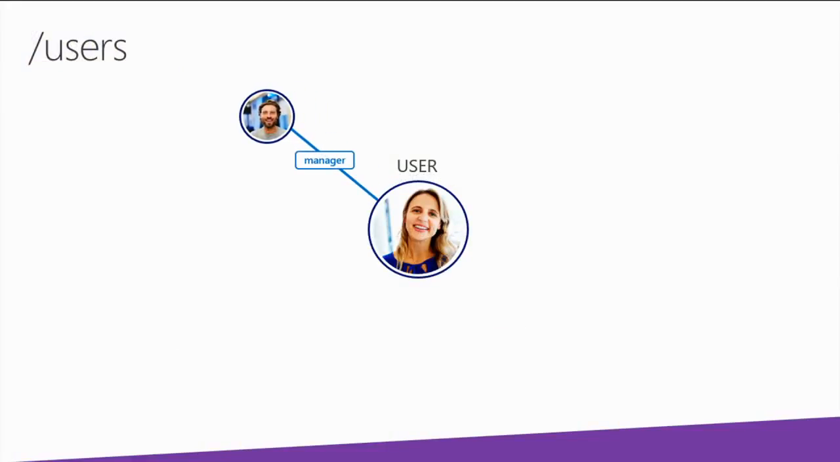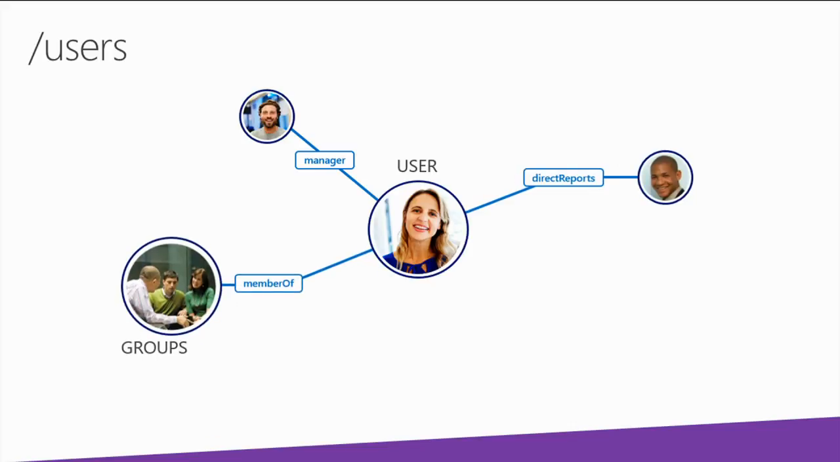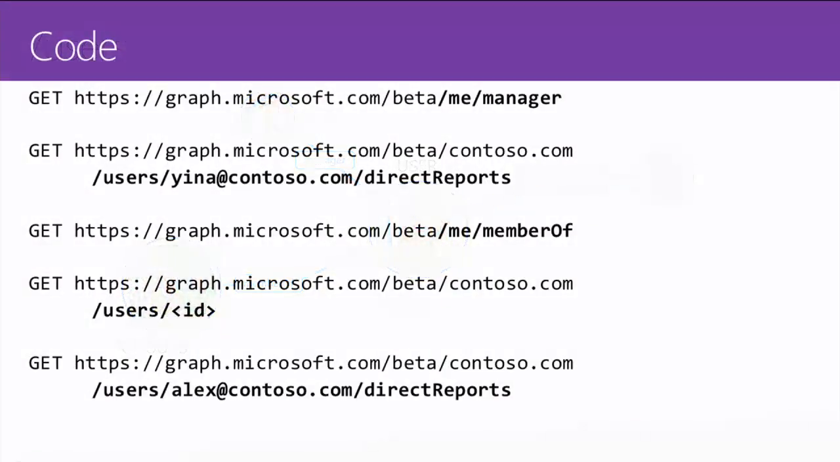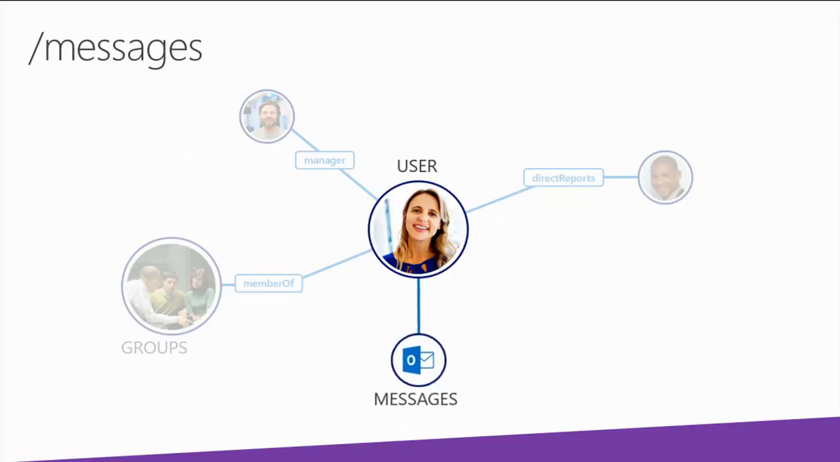Okay. So on the users, we can get to the organizational structure. We can get to the manager, to the direct reports, and to the groups that the user is a member of. And here's some sample of this code. I can get to the manager just by doing /me/manager. I can get to that particular API response, and /me/directReports and so forth.